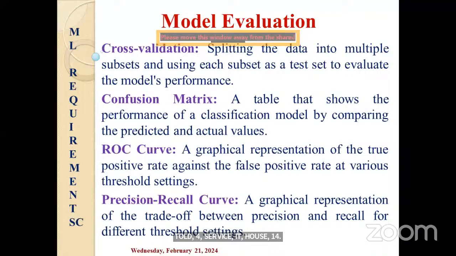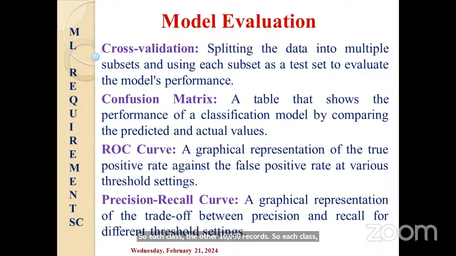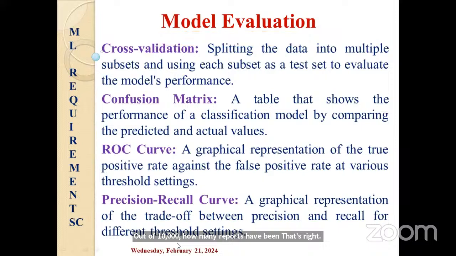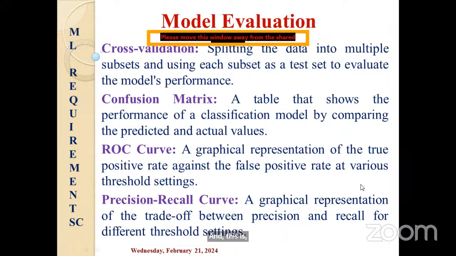See, I told you in the previous case, 30,000 records are taken for test instances. 30,000 records, like each class label 10,000, I'm having it. Out of 10,000, how many records have been correctly classified? How many have been wrongly classified? That is the confusion matrix, right? And the receiver curve is a graph representation showing the true positive rate against the false positive rate at various threshold settings. Okay, in the same manner the precision recall curve is there.